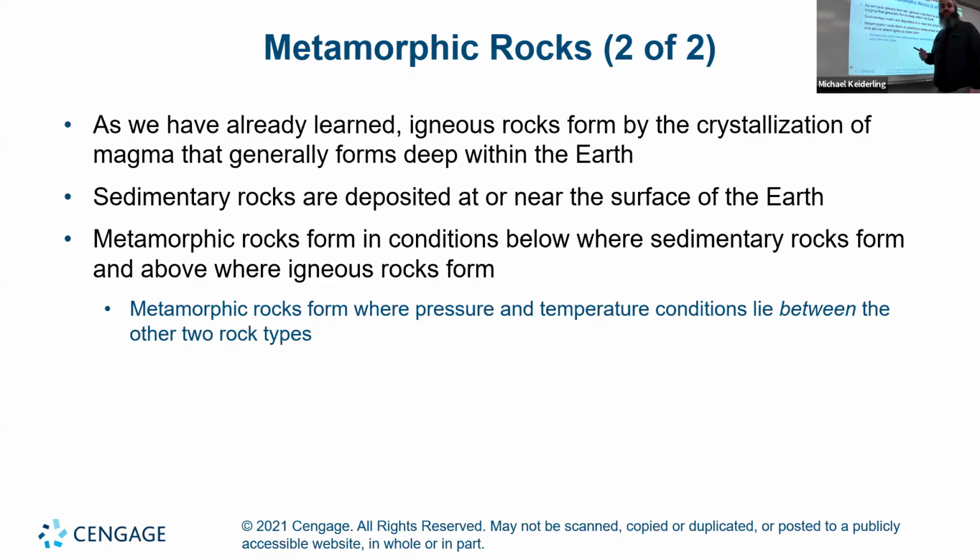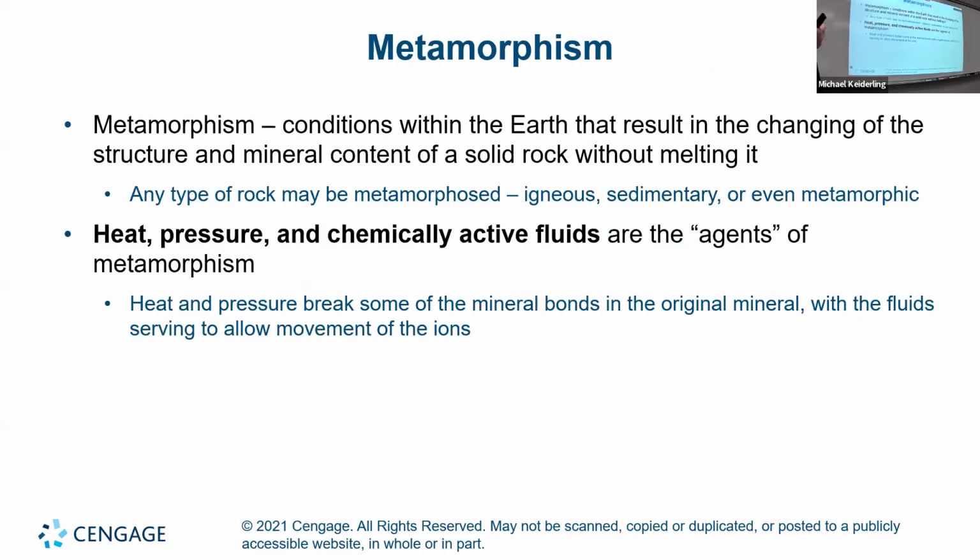In general, metamorphic rocks form when the pressure and temperature conditions lie between the other two rock types, and when those conditions are different than the ones where the rock initially formed. So metamorphism is the process of conditions within the earth that result in the changing of the structure and mineral content of a solid rock without melting it. Now, any type of rock can be metamorphosed. You can have igneous rock be metamorphosed, sedimentary rock be metamorphosed, or even other metamorphic rock be metamorphosed. Sometimes you have a chain of metamorphosis, from less metamorphosed to more over time.